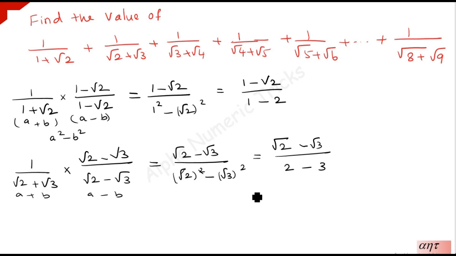Okay, I think you got the idea here. For the first term, you just change the sign of the denominator and write it in the numerator, 1 minus square root of 2, divided by, and remove the square root in the denominator. The second term is in the same way, square root of 2 minus square root of 3 divided by 2 minus 3. What about this term? Yes, you are right. Square root of 3 minus square root of 4 divided by 3 minus 4. Like that you have to write it.